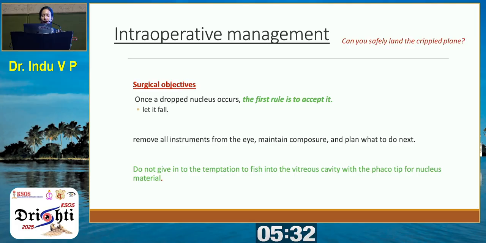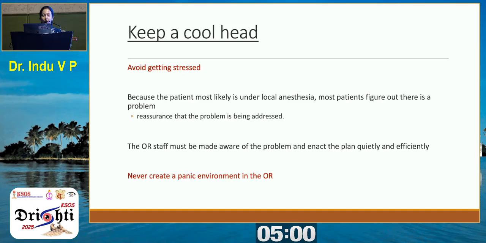Intraoperatively, now you have made all the preparations, and mid-flight you find that the plane is going to crash. So now how are you going to land this crippled plane? Surgically, once you find that the nucleus is dropping, the first rule is to accept it. There is very little that you can do to prevent its fall. So you remove all the instruments from the eye, maintain your composure, and plan what you're going to do next. Do not give in to the temptation to fish into the vitreous cavity with a phaco tip, because that can cause very disastrous complications like a giant retinal tear. Keep a cool head, avoid getting stressed.